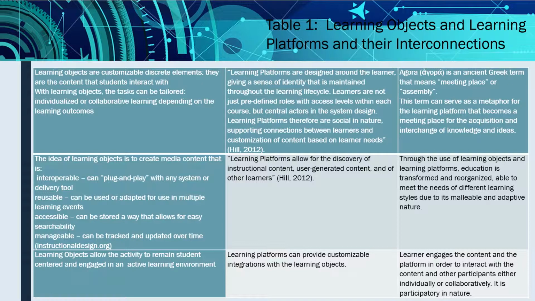And their interconnection is that through the use of learning objects and learning platforms, education is transformed and reorganized, and it is able to meet the needs of different learning styles due to its malleable and adaptive nature. And finally, learning objects allow the activity to remain student-centered and engaged in an active learning environment. Meanwhile, learning platforms can provide customizable integrations with learning objects, and their interconnection is that the learner engages the content and the platform in order to interact with the content and other participants either individually or collaboratively. It is participatory in nature.